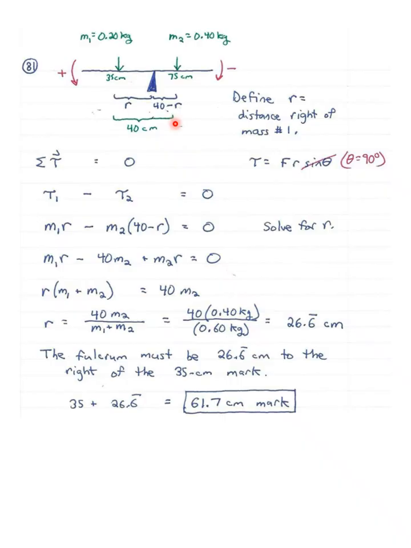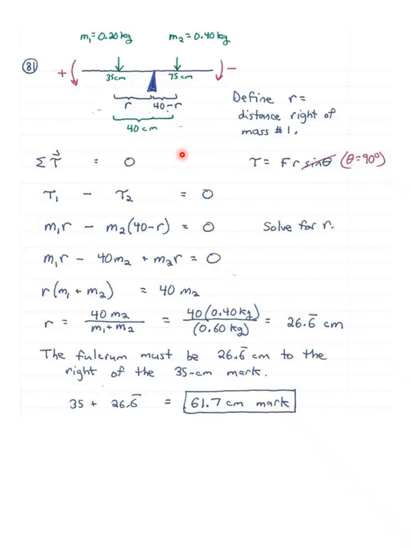All right, let's use the torque equation. The sum of the torques has to be equal to 0. Again, we want to solve for r. What is r? That'll tell us where the fulcrum needs to be. So we have torque 1. I've made it positive because, as you can see in the picture, its weight is pushing in the positive direction. Minus torque 2, because mass 2's weight is pushing in the negative direction. So torque 1 minus torque 2 equals 0.